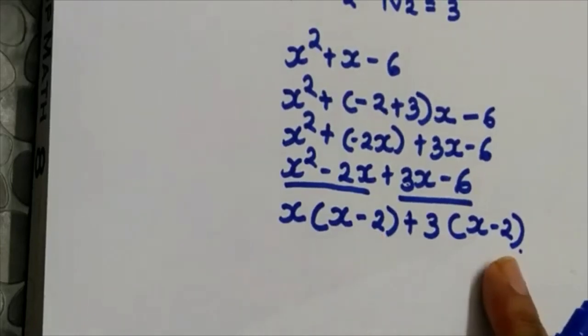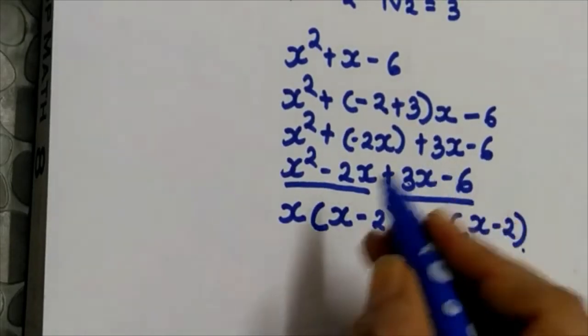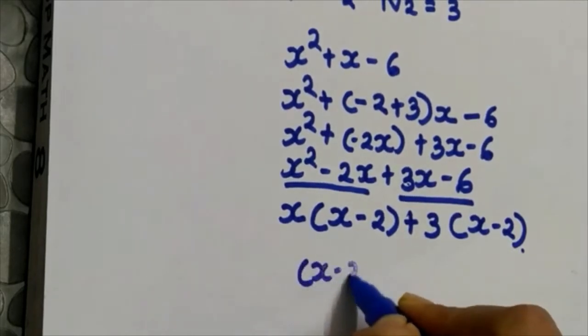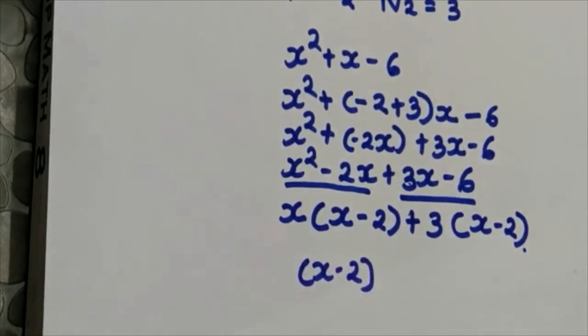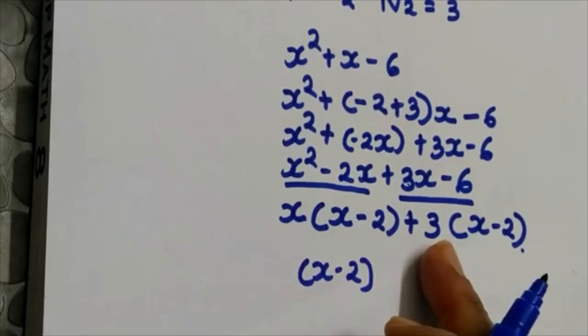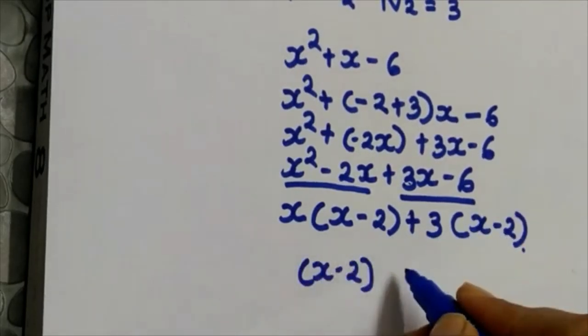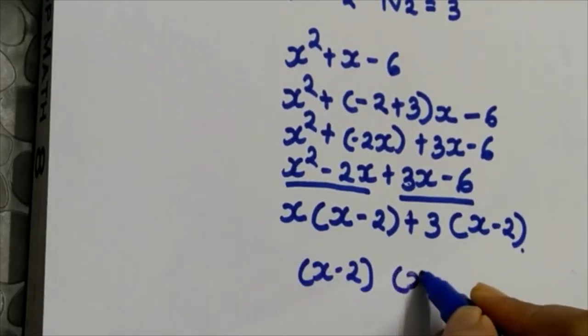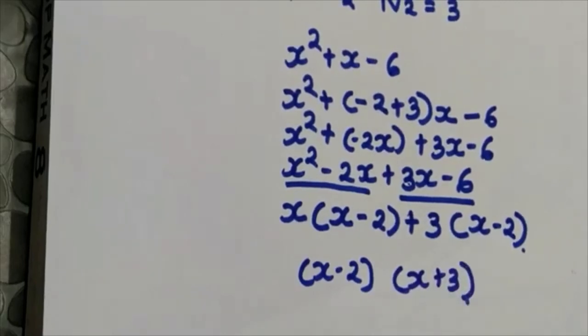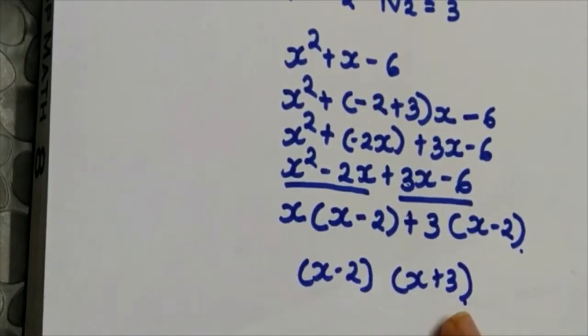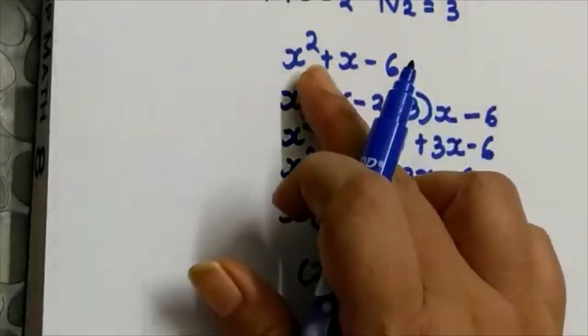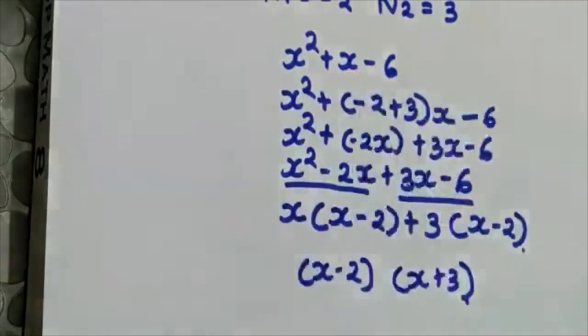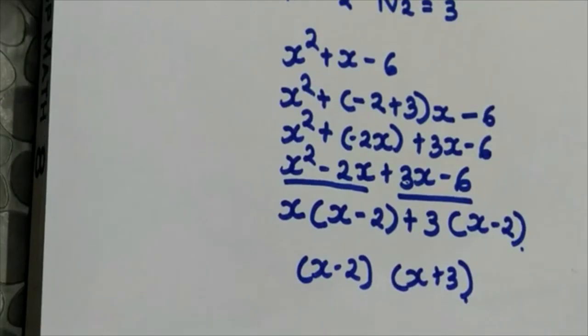We can see here x minus 2 is a common factor in both these groups. So we will write x minus 2 as a common factor, and x plus 3, which is multiplied with x minus 2. So x plus 3 is another factor. So we can say that x minus 2 and x plus 3 are factors of x square plus x minus 6. Thank you.